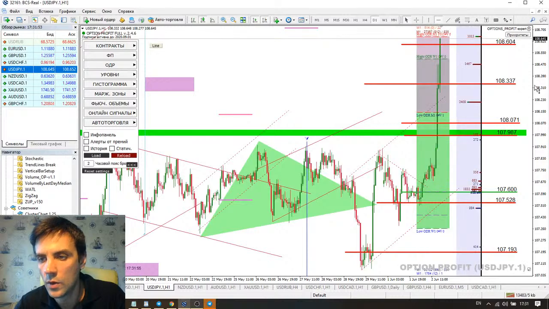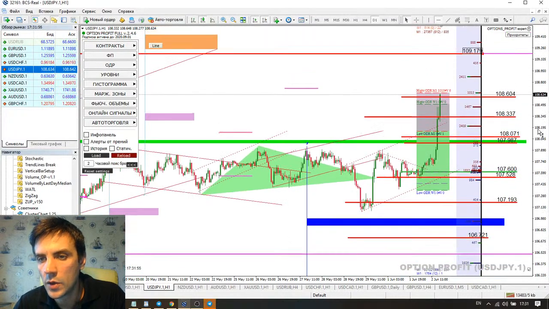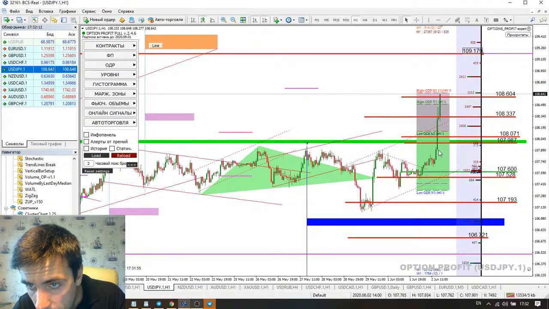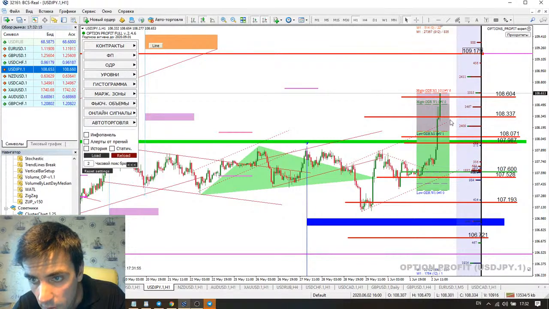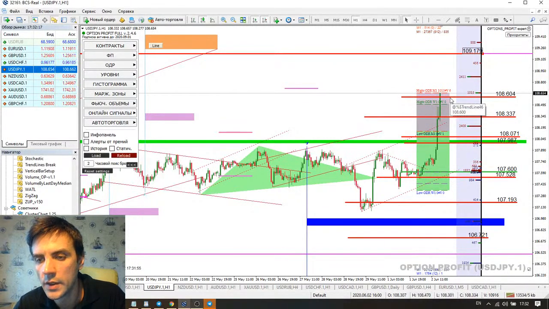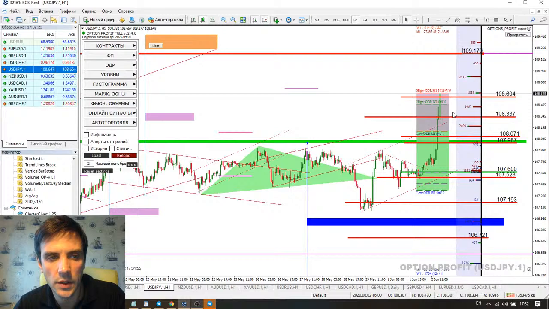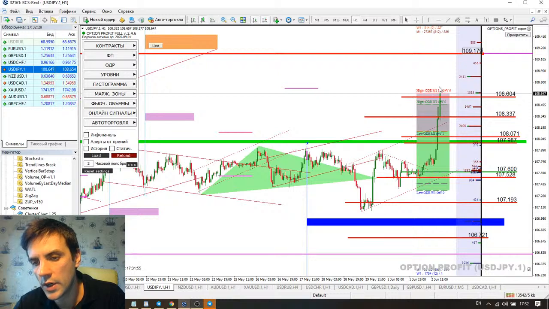This is the goal for our position, because the other goals, the other targets, were completed at this moment, the first one and the second one. So in Japanese, in this pair we see acceleration, very powerful acceleration of the price.